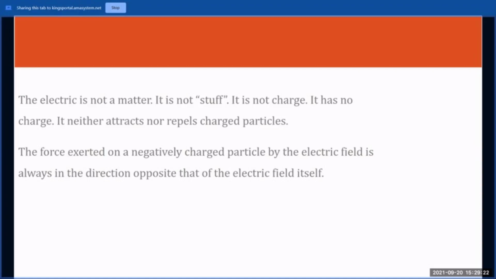So the electric field is not matter. It is not stuff. It is not charge. It has no charge. It neither attracts nor repels charged particles. The force exerted on a negatively charged particle by the electric field is always in the direction opposite of the electric field itself. So we have always known that we have five states of matter, di ba? So electricity is not one of them.